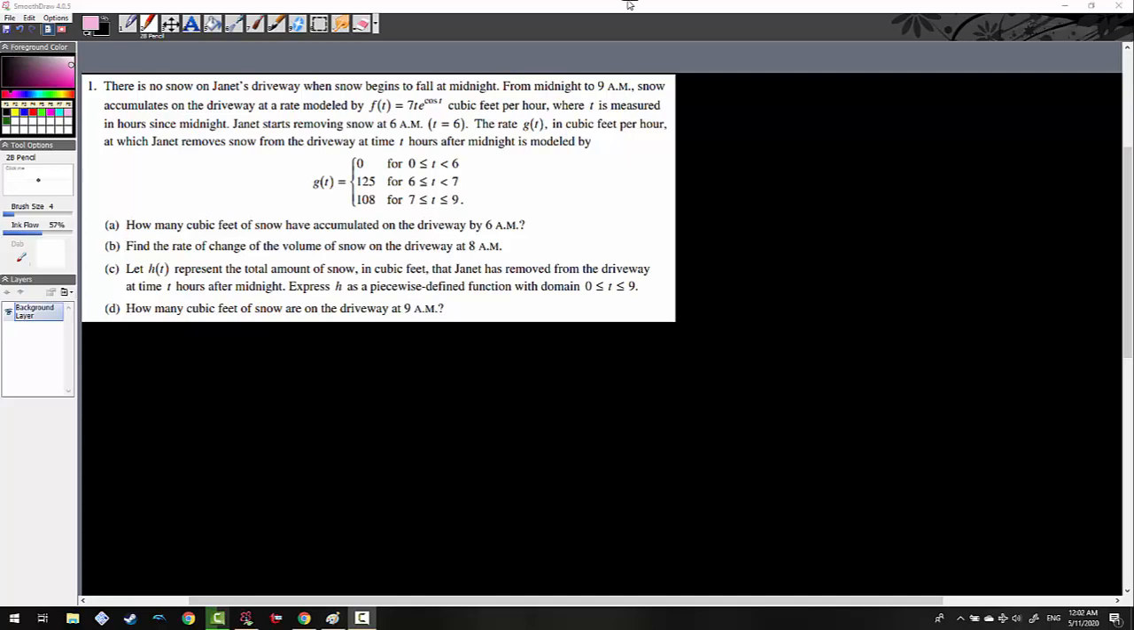Okay. I'm going to fire through the calculation parts of this problem. It's a calculator problem, so I'm hoping we can figure out at least how to work the calculator. If we want to find out how many cubic feet of snow has accumulated on Janet's driveway, all we do is integrate from the time snow began to fall until the time they want us to integrate until. And since the snow is modeled by that 7t function, I can really just type in f of t dt and punch that in the calculator.